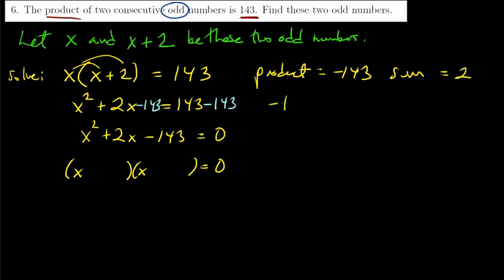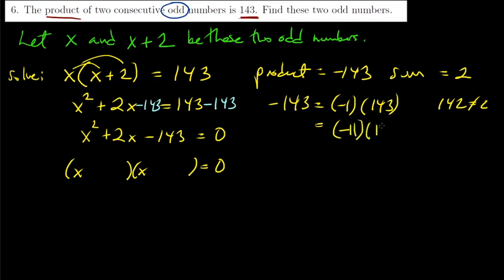So let's start with the obvious, negative 1 times 143. Negative 1 plus 143 is 142, which is not 2. So we're not even close. Now we just keep dividing. We know we can't divide by 2, or 3, or 4, or 5, or 6, or 7, or 8, or even 9. I know I'm skipping these. 10 doesn't work either. 143 divided by 11 is 13. So we have negative 11 and 13.